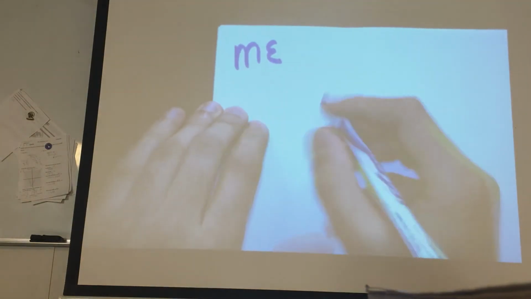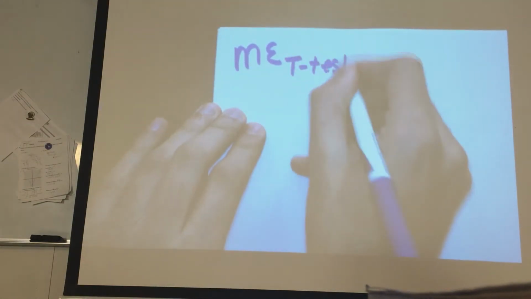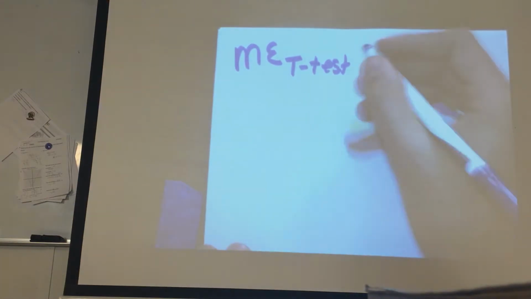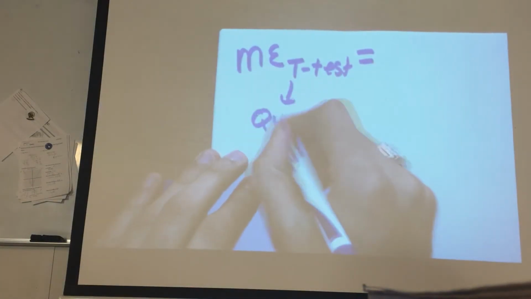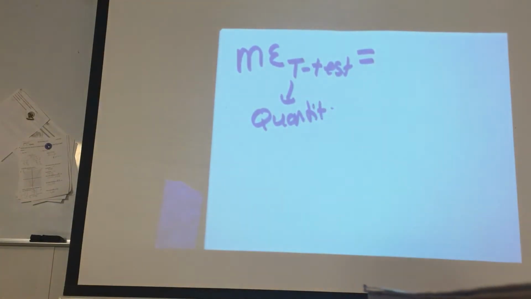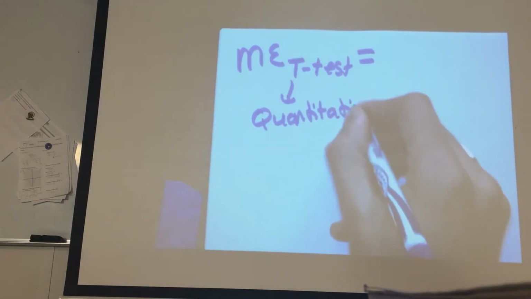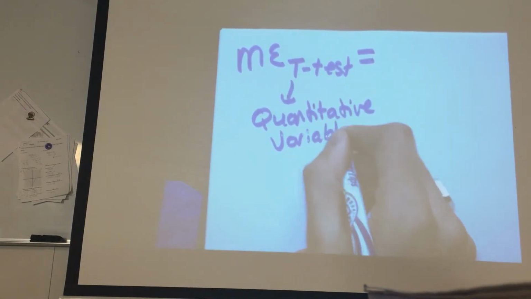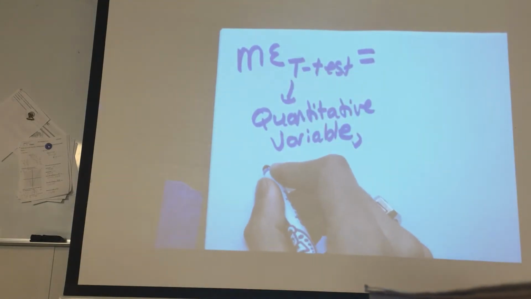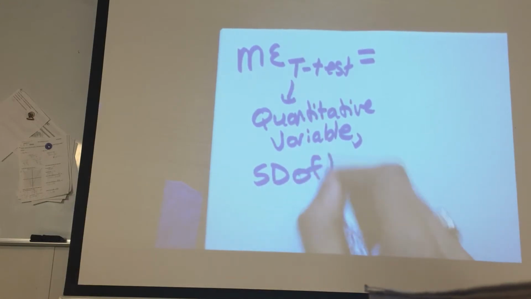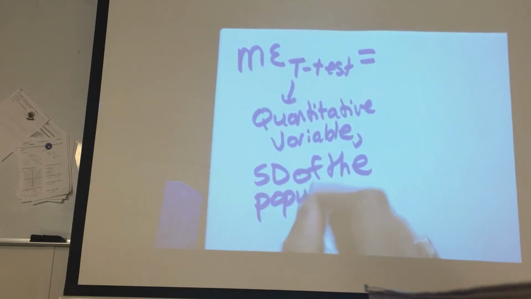So the margin of error for a t-test, and this is back to the old t-test. If it says find the confidence interval and we need to use a t-test, remember a t-test is used for a quantitative variable. This is a quantitative variable: how many M&Ms are in the bag? And remember we use a t-test because the standard deviation of the population is unknown.